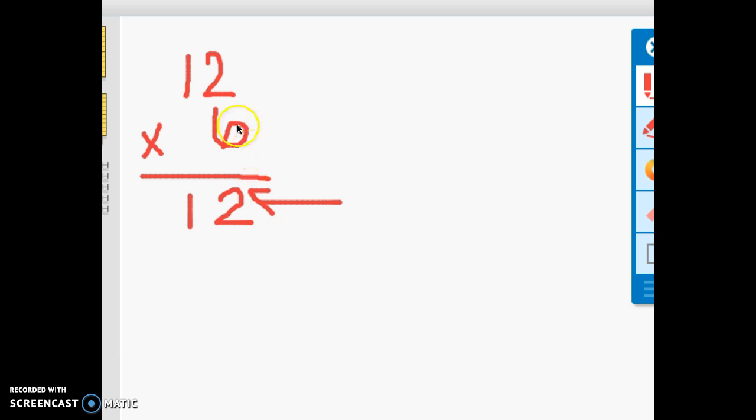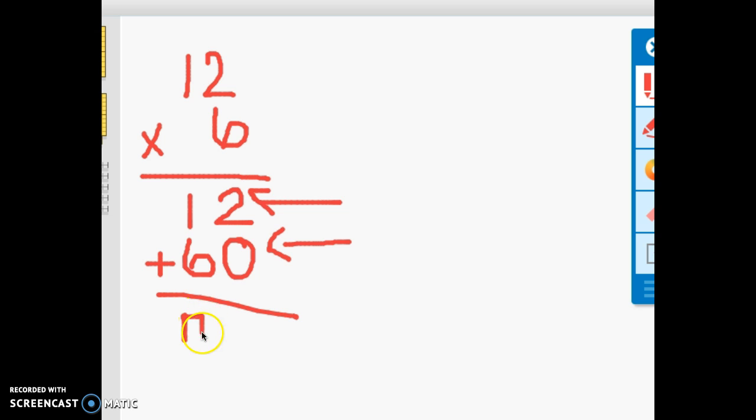We will then multiply our 6 in our ones place by our remaining 1 in our tens place, and then that will equal 60, making that our second partial product. And then you also write this number right below the first partial product. So now that we have our partial products, we can add them together to get our answer. So 12 plus 60 is 72. And that gives us the answer of $72.